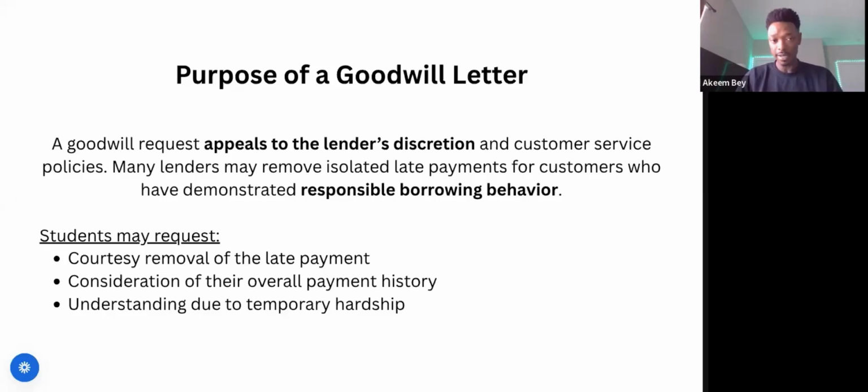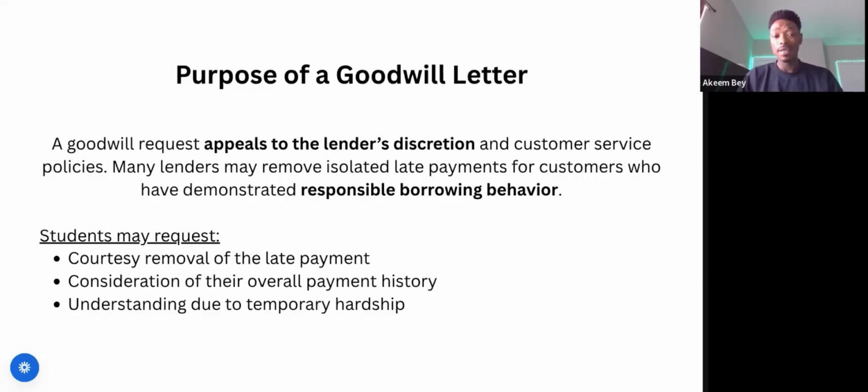So the purpose of the goodwill letter is to request an appeal to the lender's discretion in customer service policies, right? Many lenders may remove isolated late payments for consumers that have demonstrated responsible borrowing behavior in the past. And this is why this method typically only works if you have one or two off late payments or something like that.